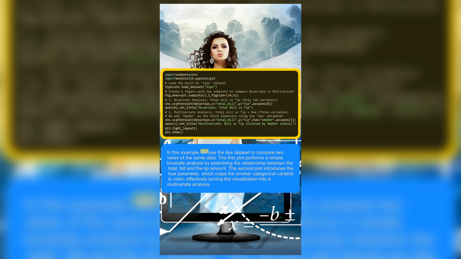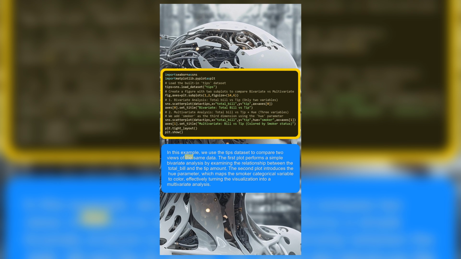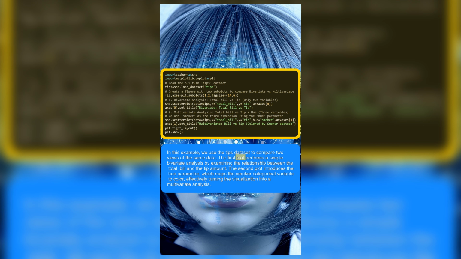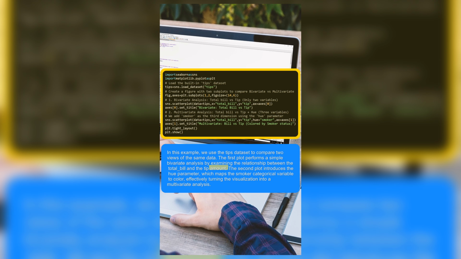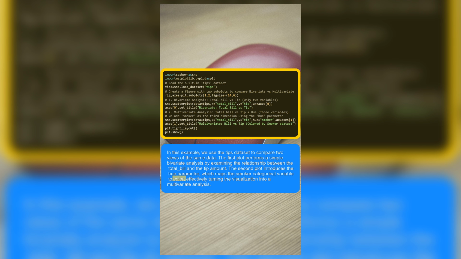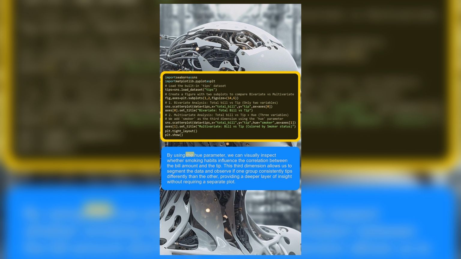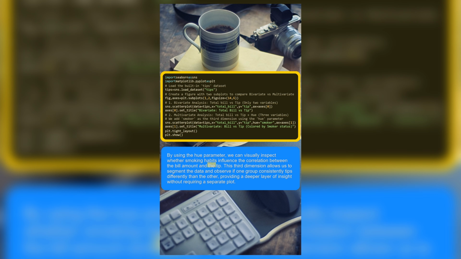In this example, we use the TIPS dataset to compare two views of the same data. The first plot performs a simple bivariate analysis by examining the relationship between the total_bill and the tip amount. The second plot introduces the hue parameter, which maps the smoker categorical variable to color, effectively turning the visualization into a multivariate analysis. By using the hue parameter, we can visually inspect whether smoking habits influence the correlation between the bill amount and the tip.